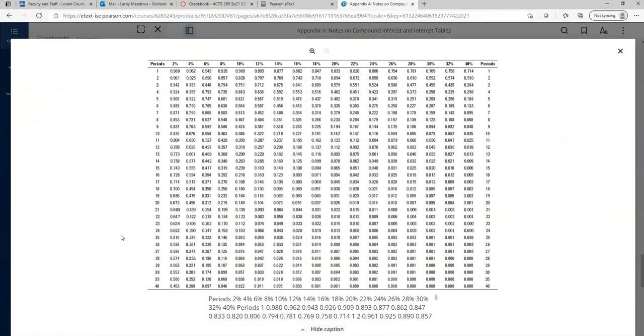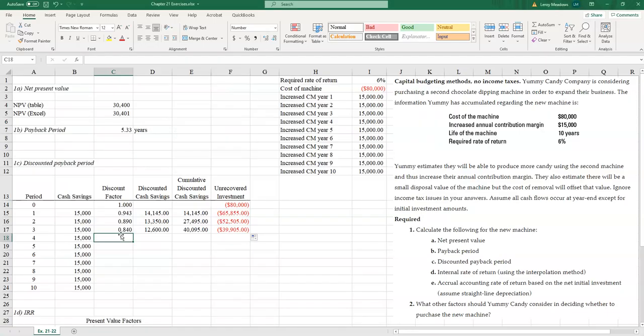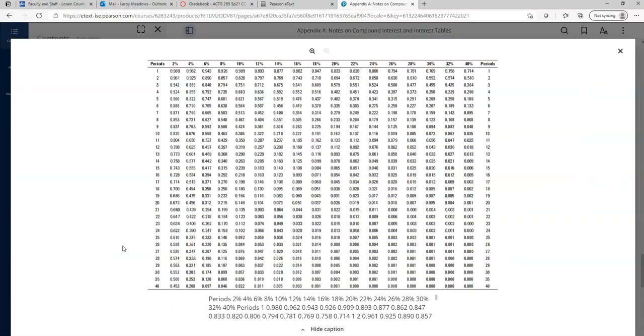And then we'll go ahead and go to year 4. In year 4, my factor is what? 0.792. I will look on the table under 6%, period 4, 0.792. And then I would do the same thing for each and every year. And at the end of year 4, I still have to recover of my initial investment $28,025. So let's go to year 5. What's my discount factor? 0.747.